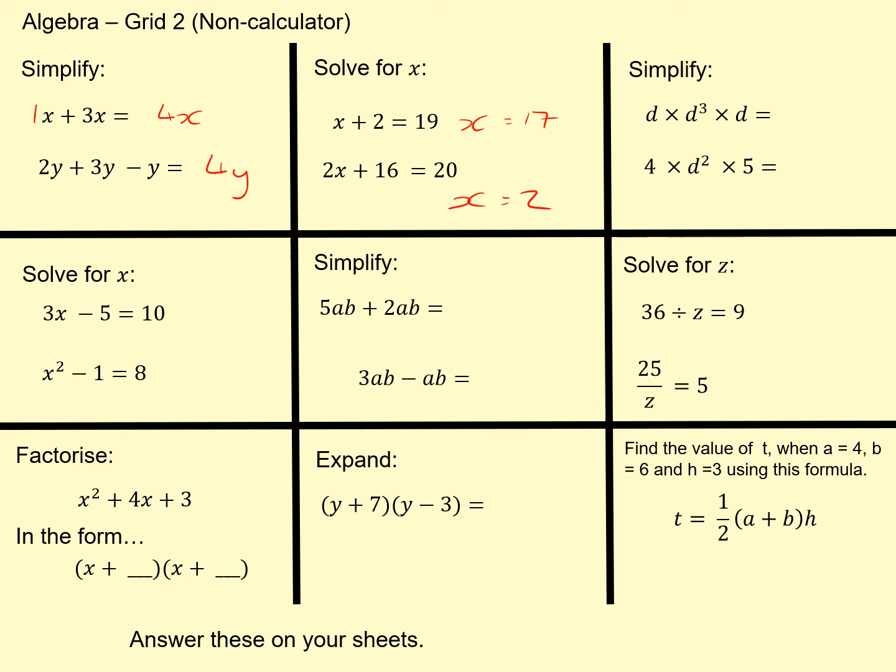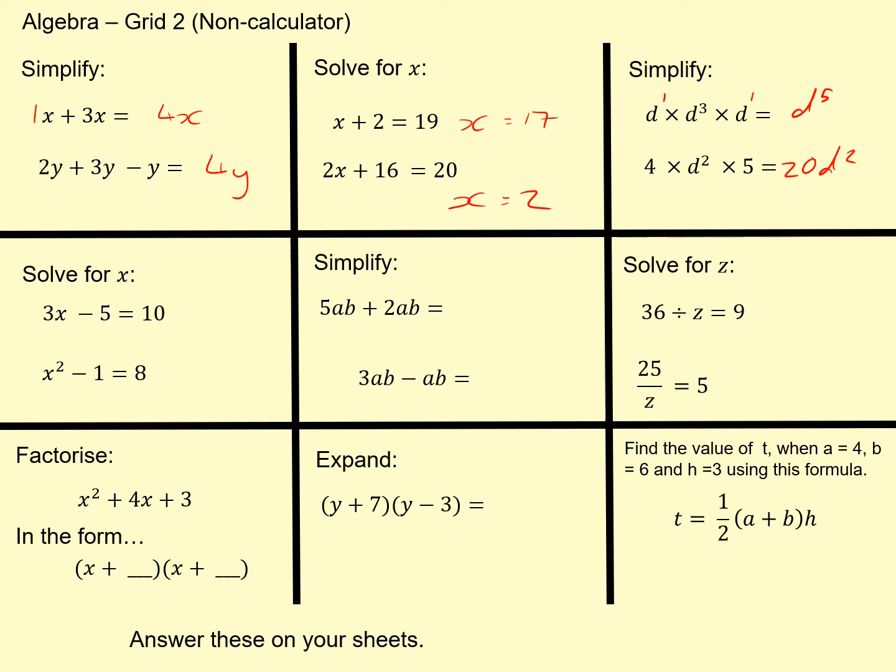Some stuff on laws of indices. So remember, d on its own is d to the power 1. When you're multiplying, you're adding the powers, so 1 and 3 and 1 is 5. So that's a total of d to the power 5. Next up, do the numbers first, or the big numbers, the whole numbers I should say. 4 times 5 is 20, times d squared is 20d squared.